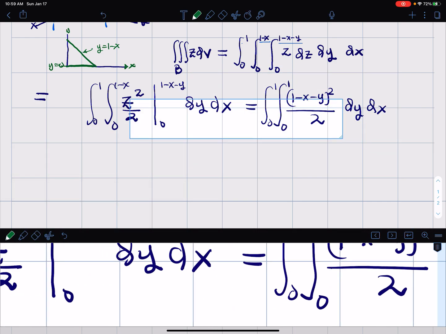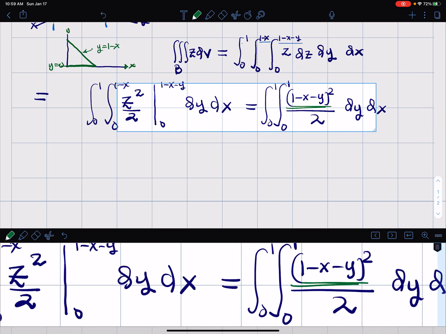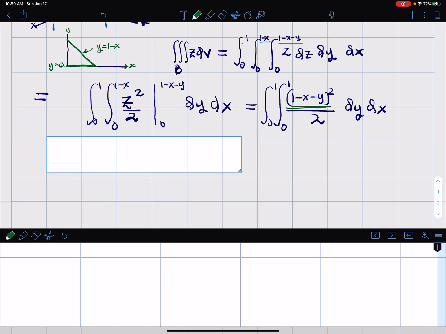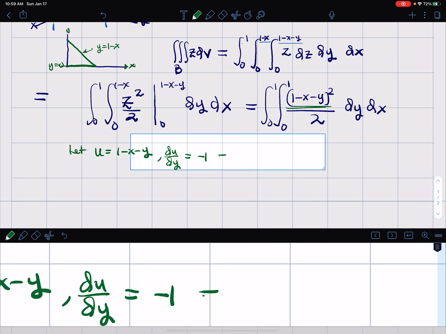All right, the easy way to do it, or the most unsophisticated way, is to just expand this. Multiply it out, FOIL it. But I don't want to FOIL it. I'm going to use substitution. I'm going to say let u be equal to 1 minus x minus y. This might not work, but who cares? If it doesn't work, we'll try something else. du/dy is equal to -1. This means that dy is equal to negative du.